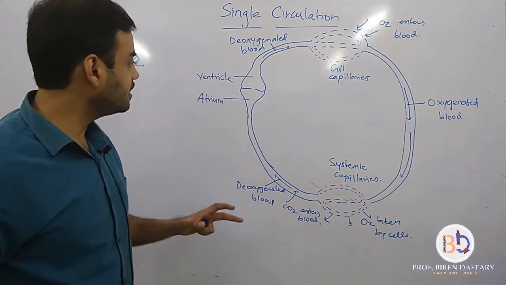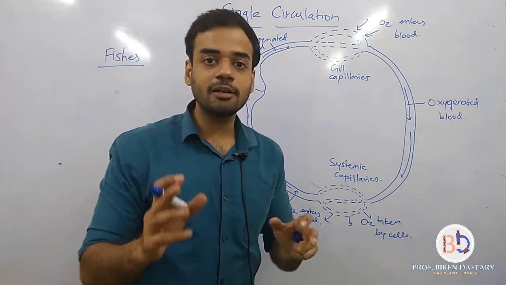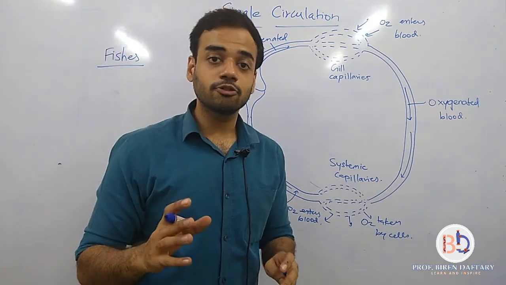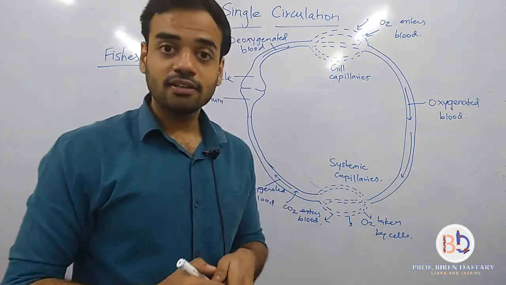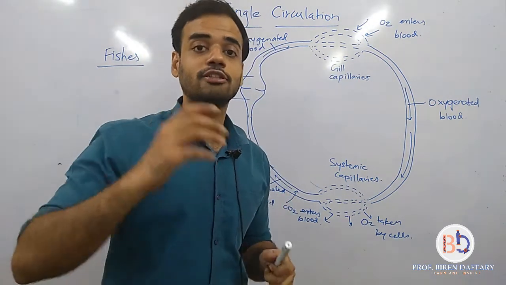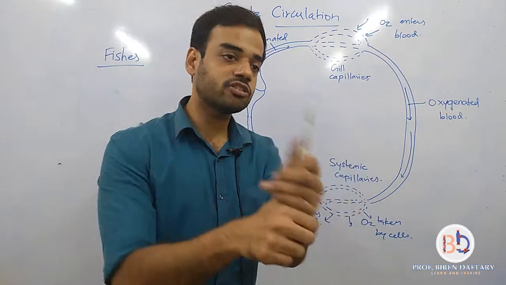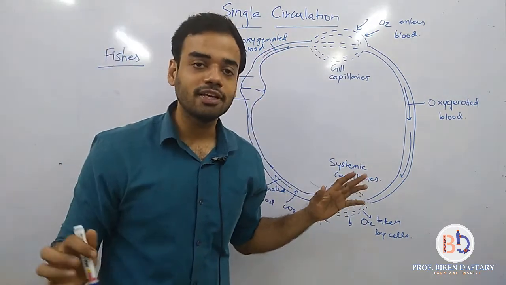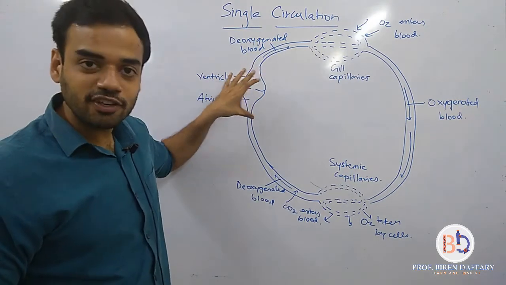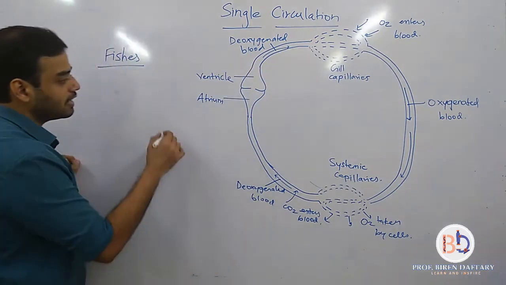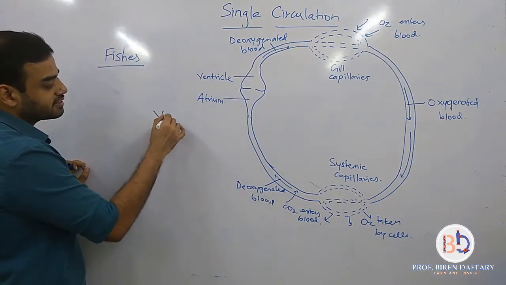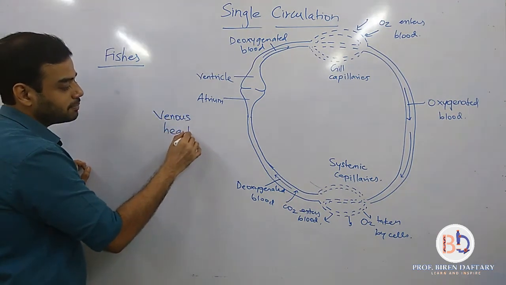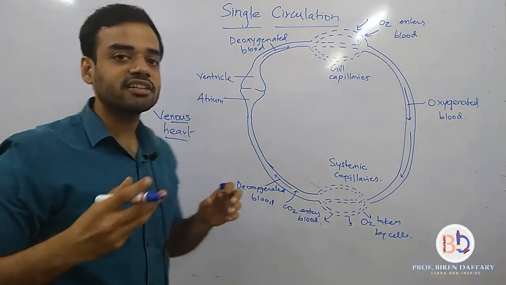So basically the heart is helping in passage of only one type of blood, and that is deoxygenated blood. So fish का heart बहुत अलग ही है. The heart is never going to transfer oxygenated blood. It receives deoxygenated blood and it releases also deoxygenated blood. So this heart of the fish is also called a venous heart. Venous heart means it is functioning like a vein.